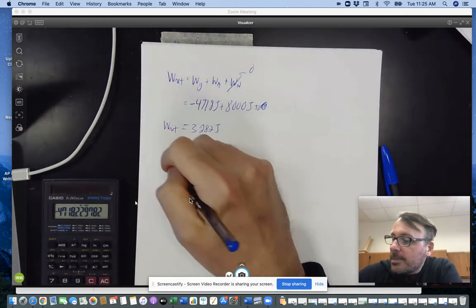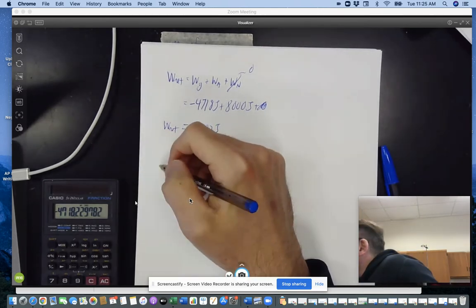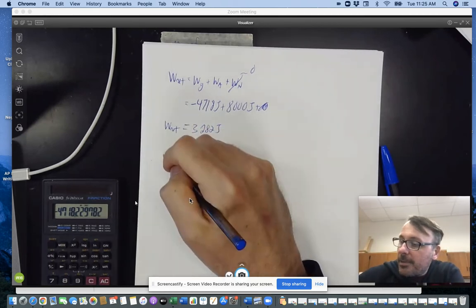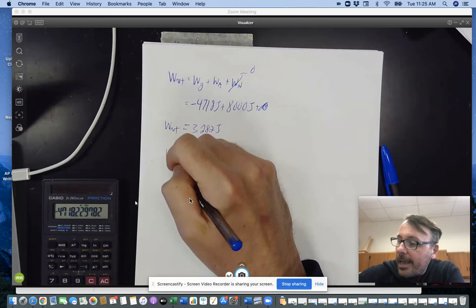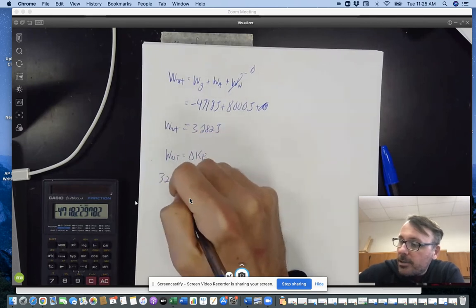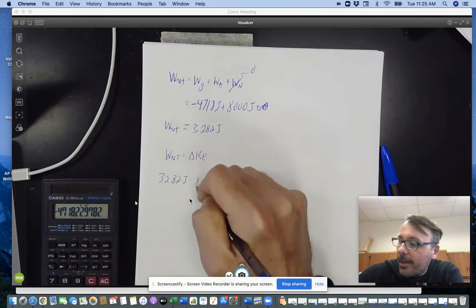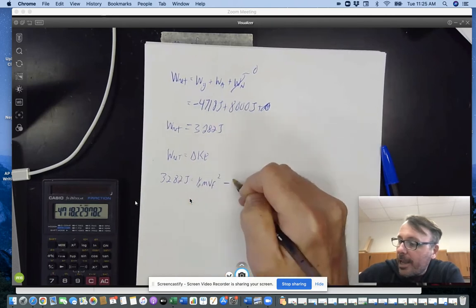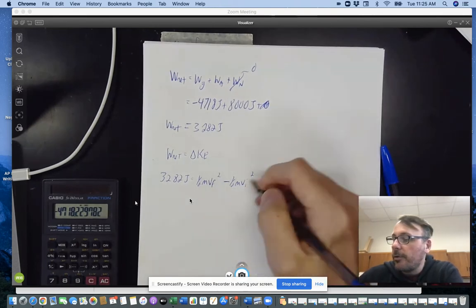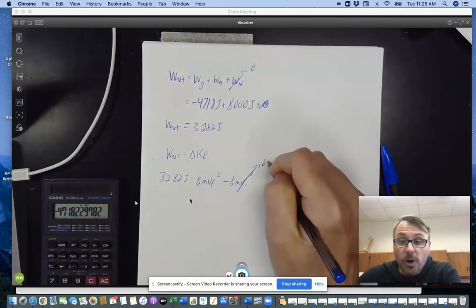And so the last part of the problem is to find, if the object started at rest, the speed at the top of the incline. So we know that net work is equal to delta KE. And so then I have 3282 joules is equal to 1/2 mv final squared minus 1/2 mv initial squared. Get into the habit of writing out the total delta. That's equal to 0. It's not always equal to 0.